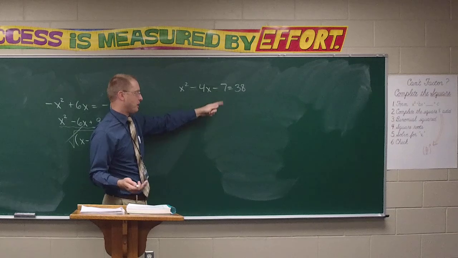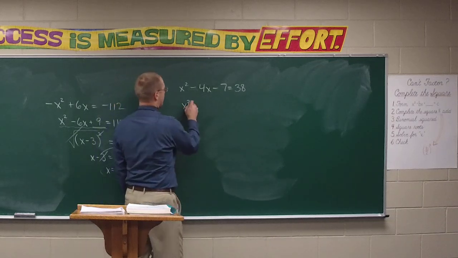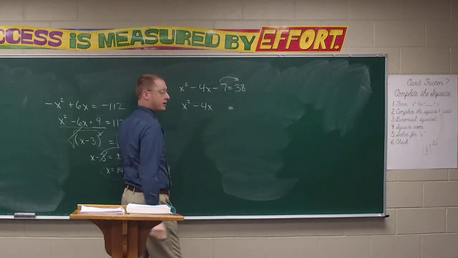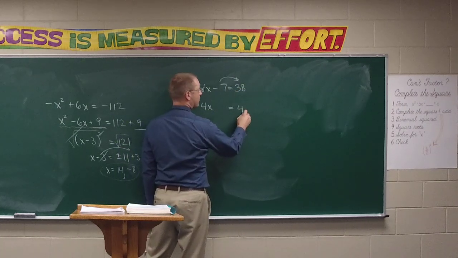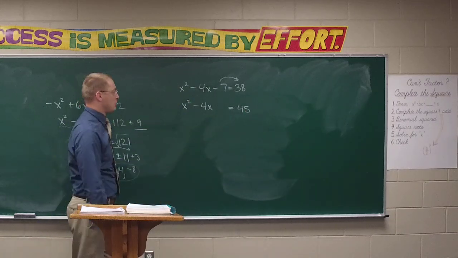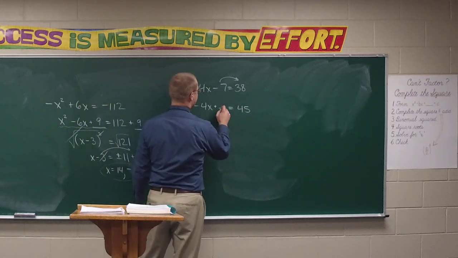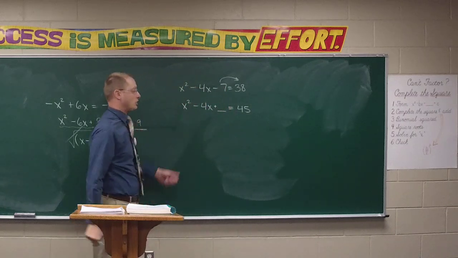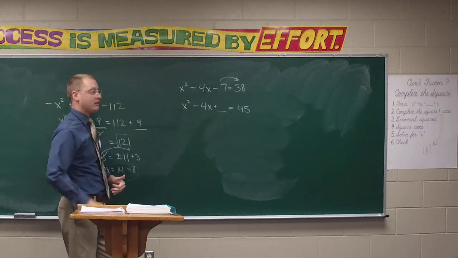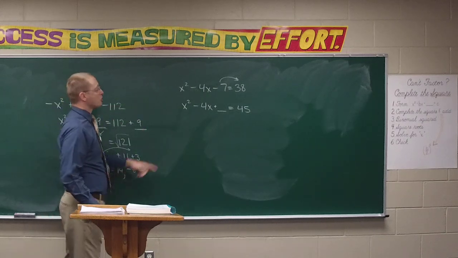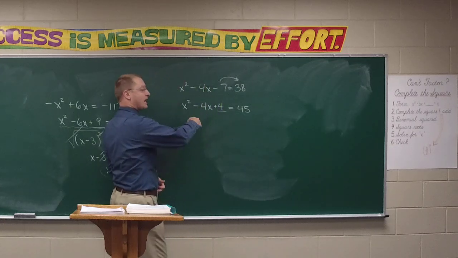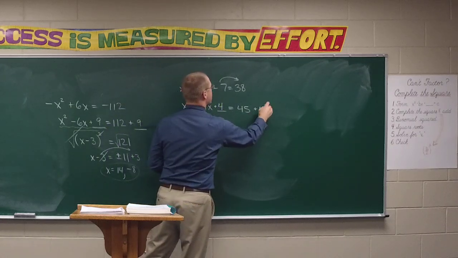What do I have to do to get an empty spot here, class? Add 7. So instead of x squared minus 4x minus 7, we're going to move that over and turn this number into a 45. Easy enough? Step number 2, we have to fill in the blank. What number goes here? Well, what 2 things do I have to do to get that number, class? Half and square. So we half, then square. And what we do to one side, we do to the other, so we're going to add the 4 to the other side as well.